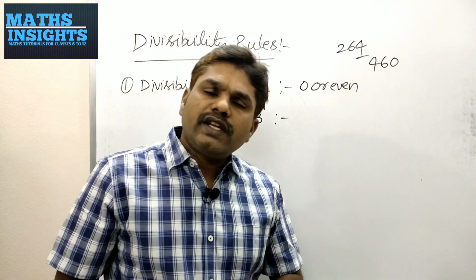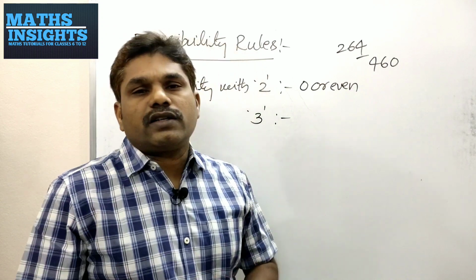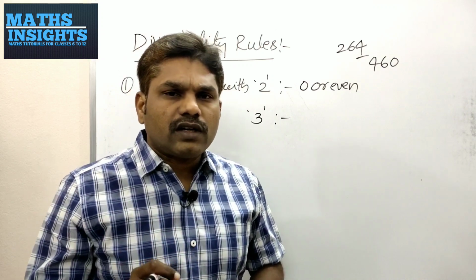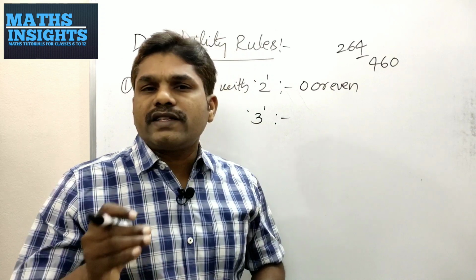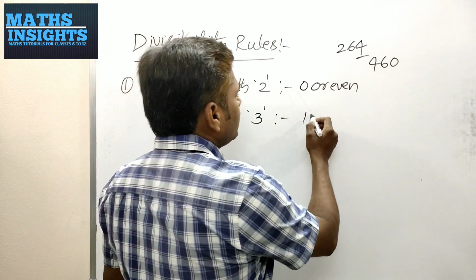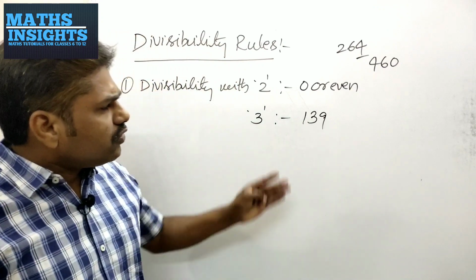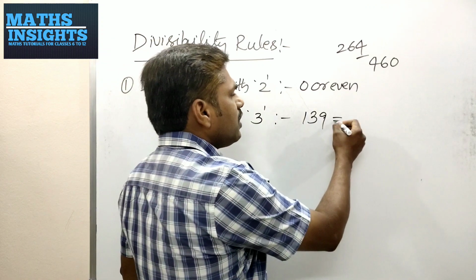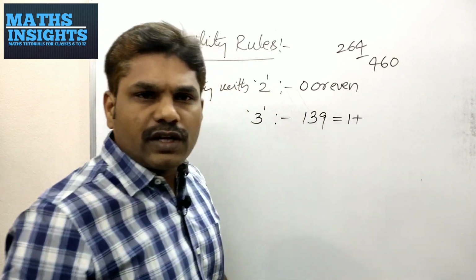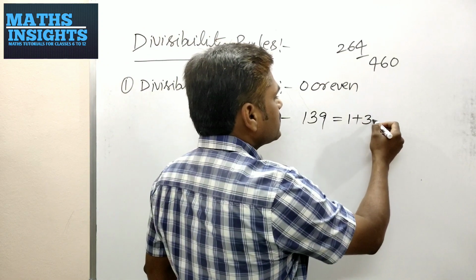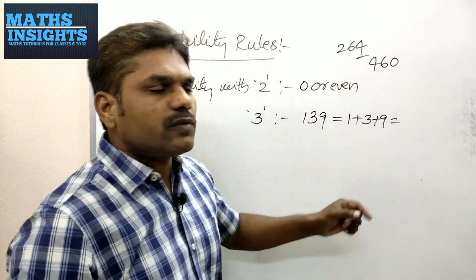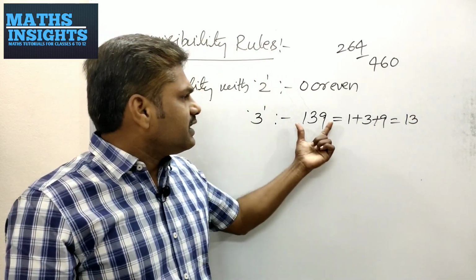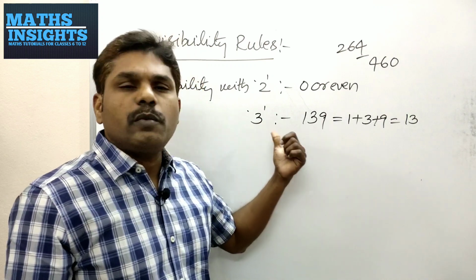If you want to check whether any number is divisible by 3 or not, you have to add all the digits. Whatever sum you obtain, check whether that sum is divisible exactly by 3. Suppose I am taking 139. You don't know whether this number is exactly divisible by 3 or not. So you have to add all the digits of the number. See, 1 plus 3 plus 9. The sum will become 13, which is not divisible by 3. Therefore this number 139 is not divisible by 3.